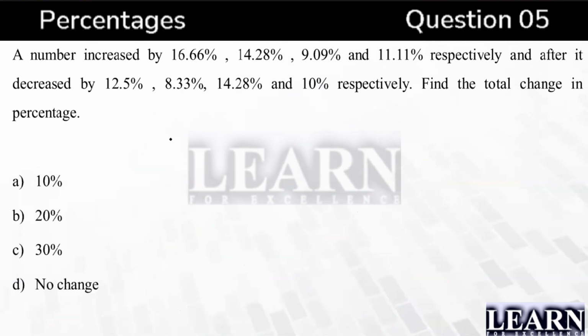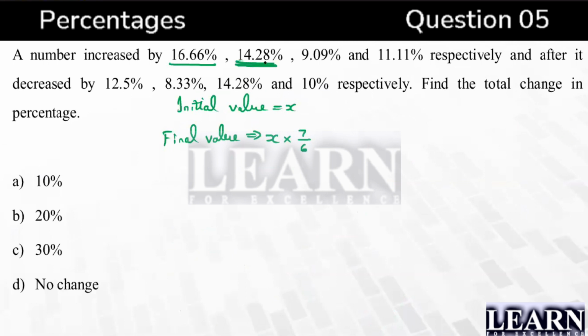Now I'll take out the final value. The initial value is x. The final value will be x into the increase. 16 percent is nothing but 1 by 6 is the increase. So can I say x into 7 by 6 will be the value? You have to multiply by 7 by 6. Now 14.28 percent is nothing but 1 by 7. If 1 by 7 is the increase, I can say the total value will become 8 by 7.